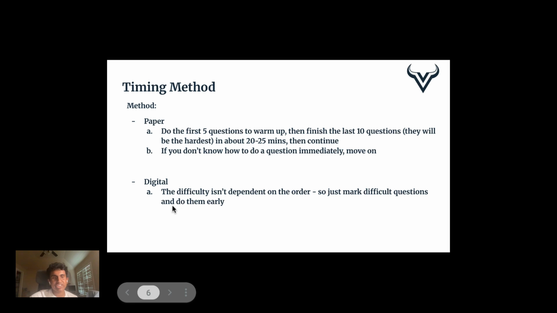So for the digital timing method, from what I've heard about the digital ACT, because I took the paper ACT, the difficulty isn't really dependent on the order of the questions. So what I'd recommend is you mark the difficult questions as you see them. If you're not able to do them, so they're not a category A type question, then you just mark them and move on, and then you come back and do them later.